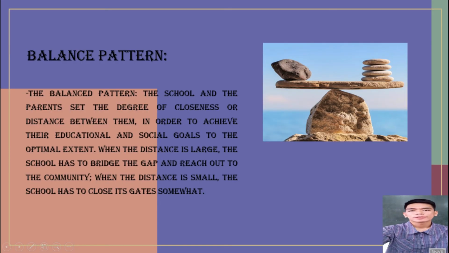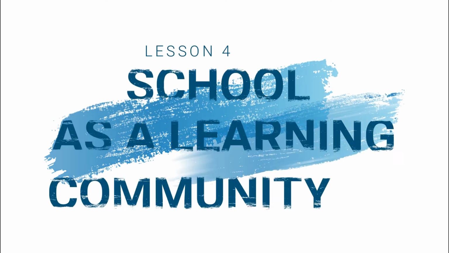Next is the balance pattern. The school and the parents set the degree of closeness or distance between them in order to achieve their educational and social goals to the optimal extent. When the distance is large, the school has to bridge the gap and reach out to the community. When the distance is small, the school has to close its gates somewhat. Here, basically, community and school share the same balanced interests. Okay?